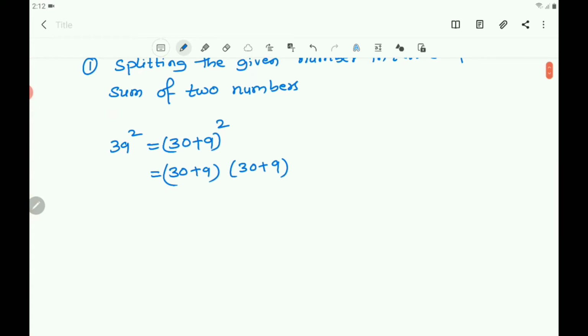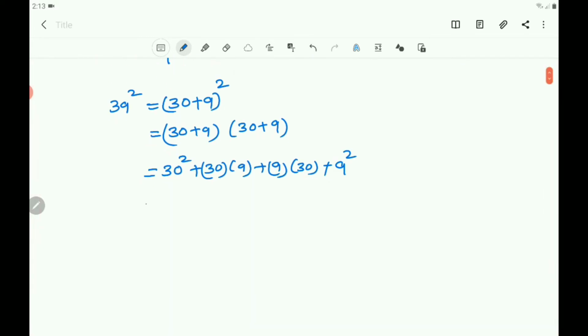Now you find the product of these two numbers, 30 plus 9 into 30 plus 9. First you multiply the second one by 30: 30 into 30 and 30 into 9. So 30 into 30 is 30 square, then plus 30 into 9. Next you take 9 and multiply each term by 9: 9 into 30, and next 9 into 9, which is 9 square.